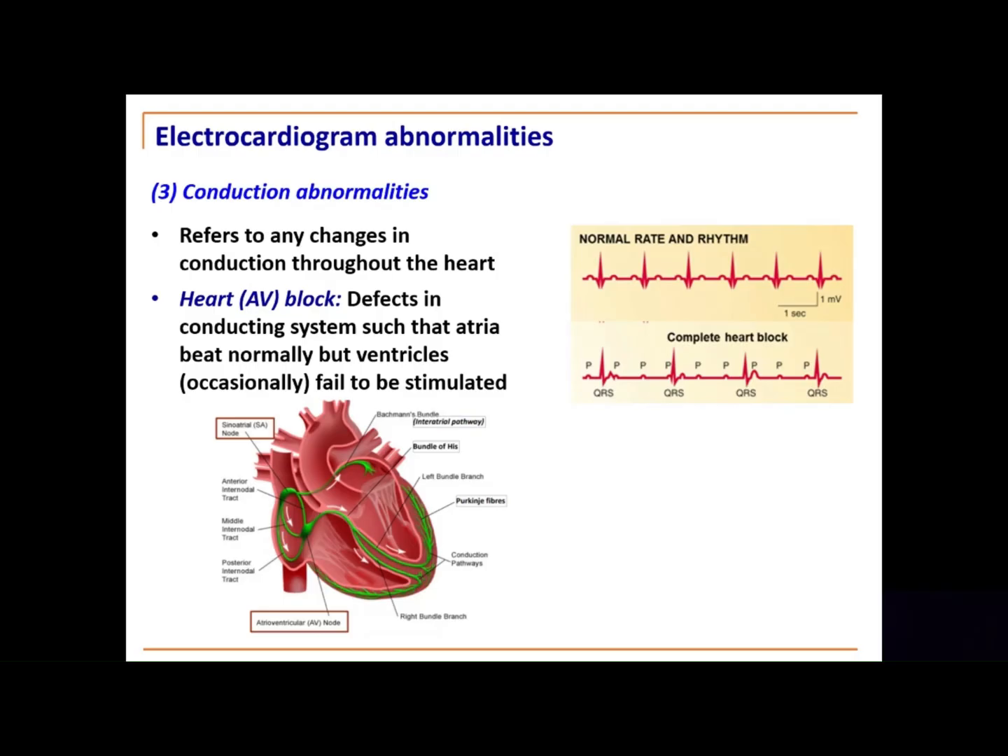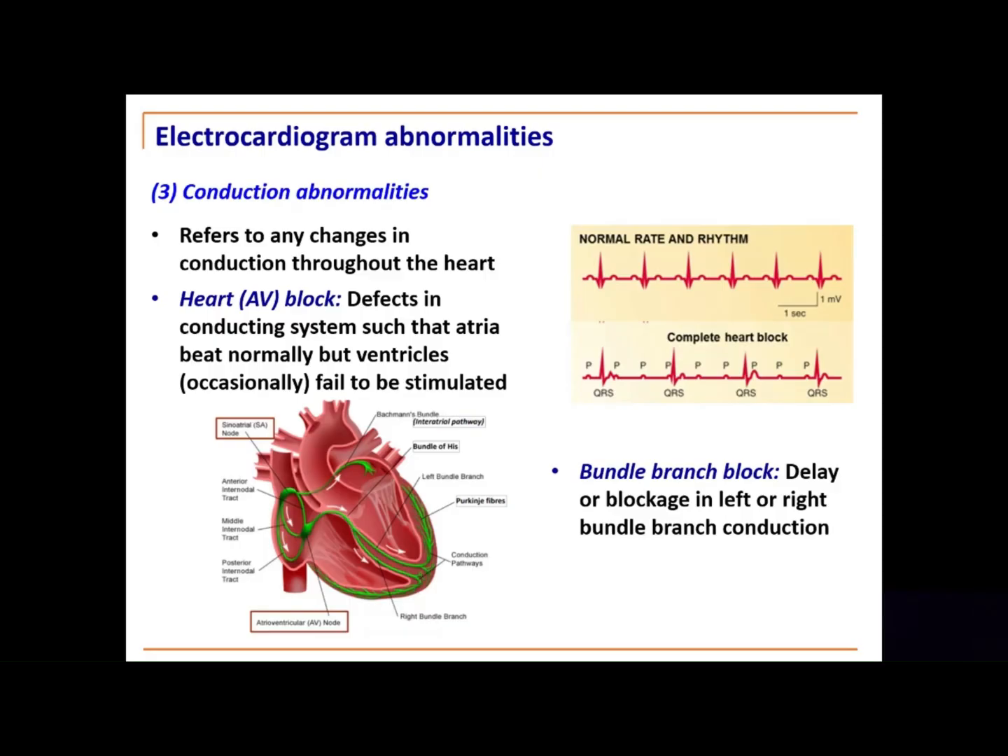And we already talked about heart block or AV block, and this is where you get defects in the conducting system such that the atria beat normally, but the ventricles may not be stimulated. So in other words, they're not necessarily always contracting following atrial contraction. And the block can be to varying degrees. So in some forms, only the second or third impulses pass to the ventricles. And in heart block, the atrial rate is normal, but ventricular rate is below normal because AV nodal delay has been increased. And there's a bit of atrioventricular node dissociation.